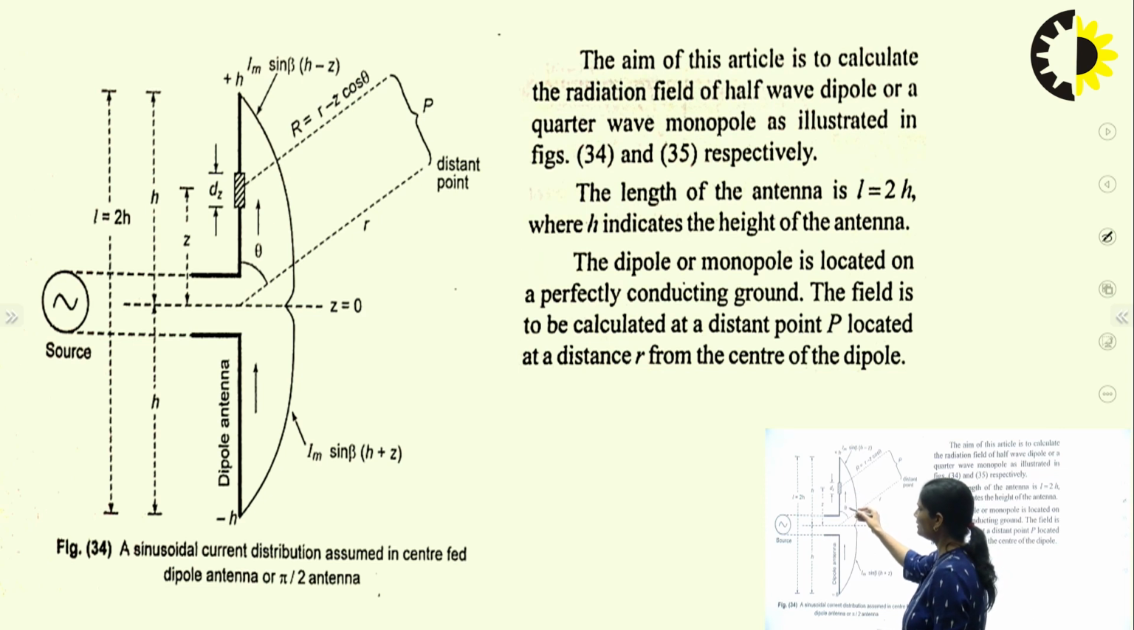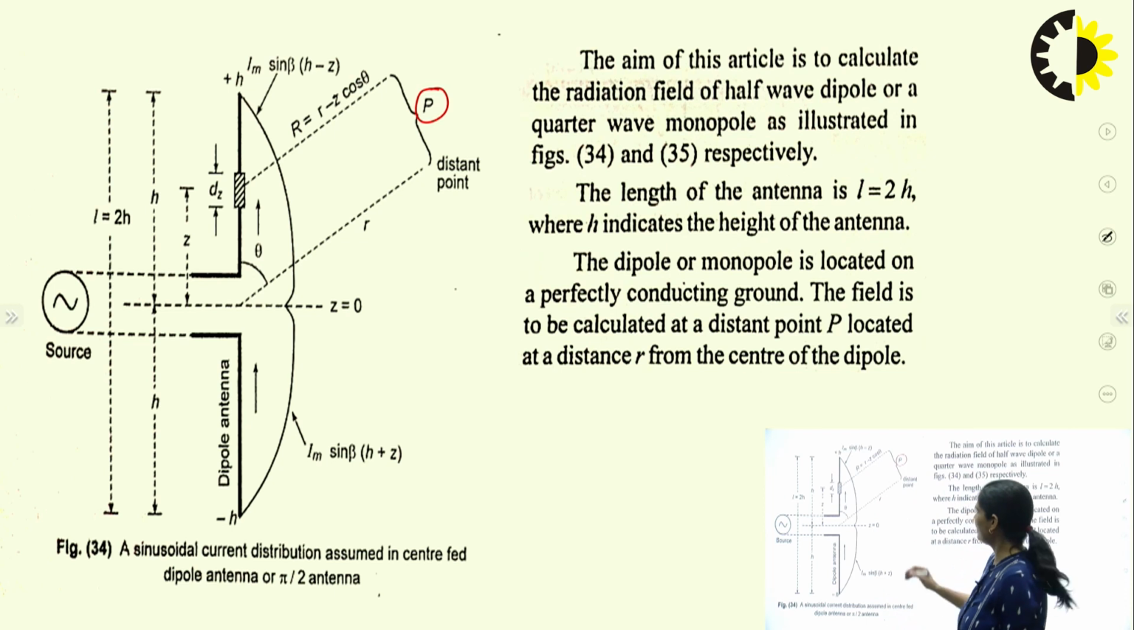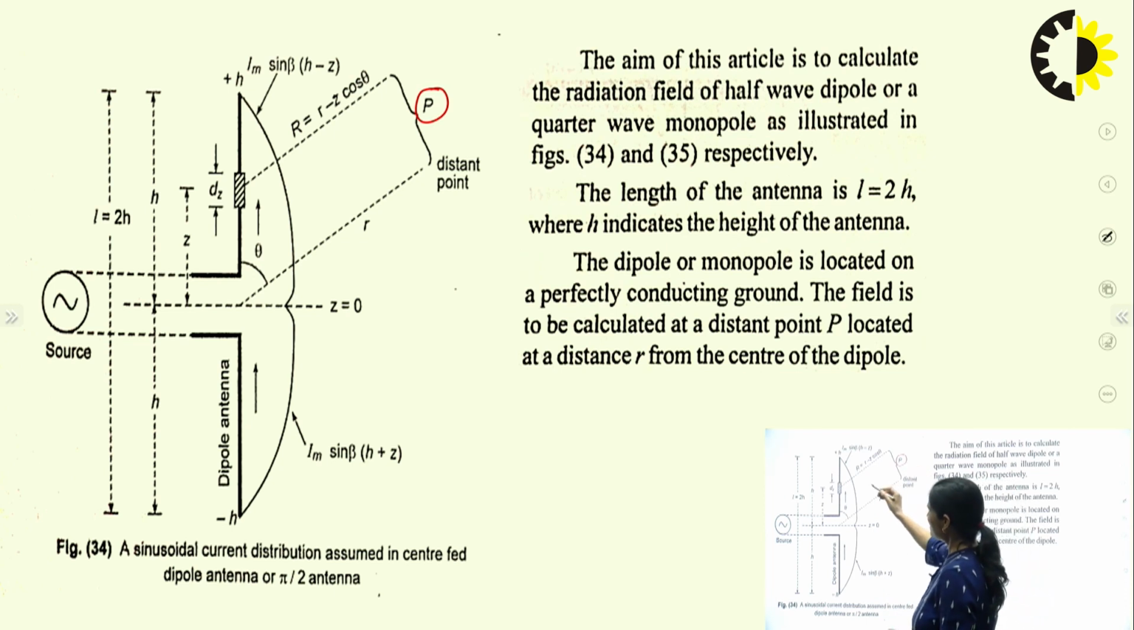Now, if you are considering a point P here, the distance from this point to the center of this dz is represented by capital R, which is equal to r minus z cos theta. Now, the distance from the center to this point is represented by r. So, this is the point.